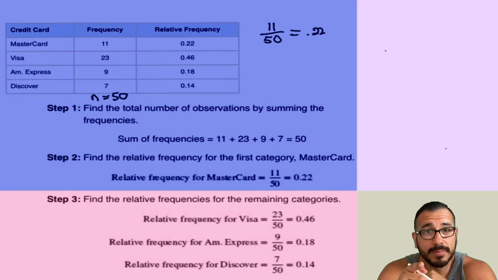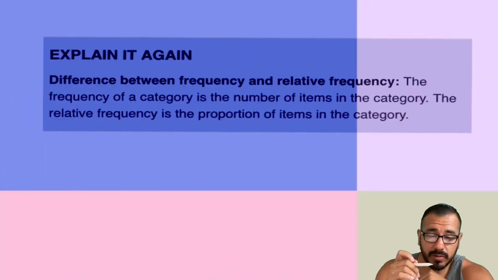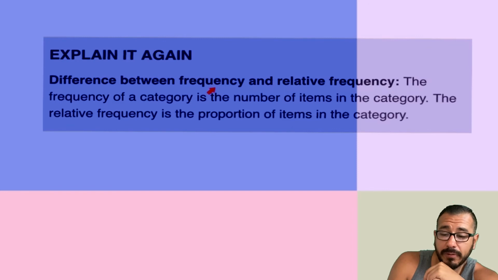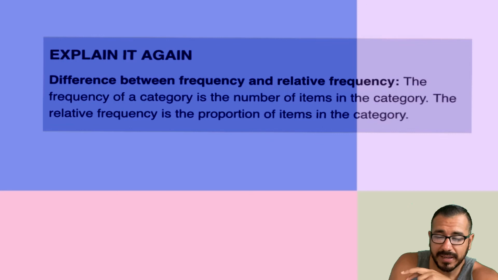Any questions? Before we head out of here, let's make sure you know the difference. The frequency of a category is the number of items. We're counting the numbers. You don't have decimals, you're just counting 1, 2, 3, however many objects you have in that category. The relative frequency is the proportion. We saw the division taking place of the items in that category.